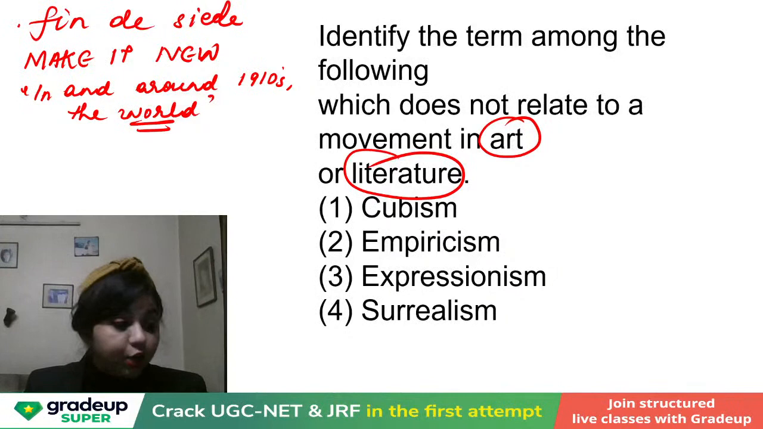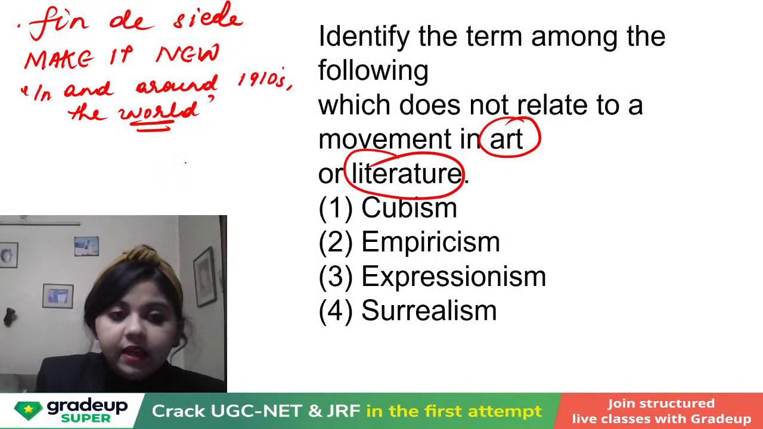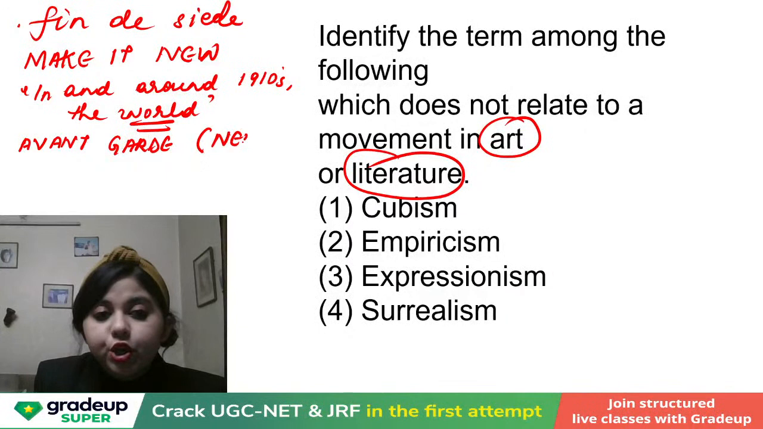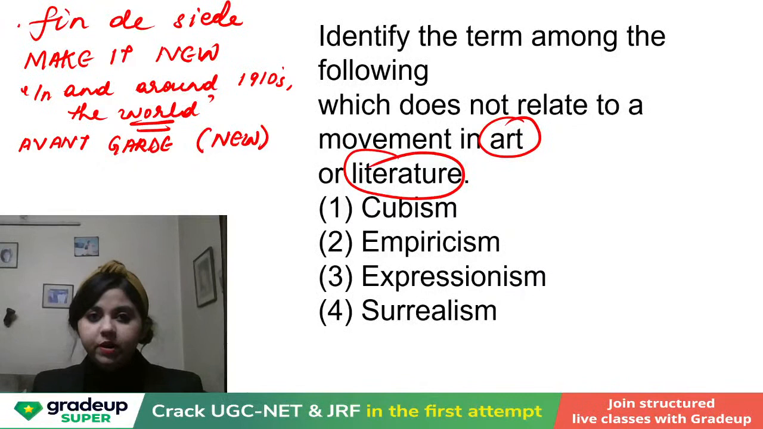Now, what are all these movements called? All these movements are called avant-garde. The simple meaning you have to remember is that it means new modern movements that were coming in.